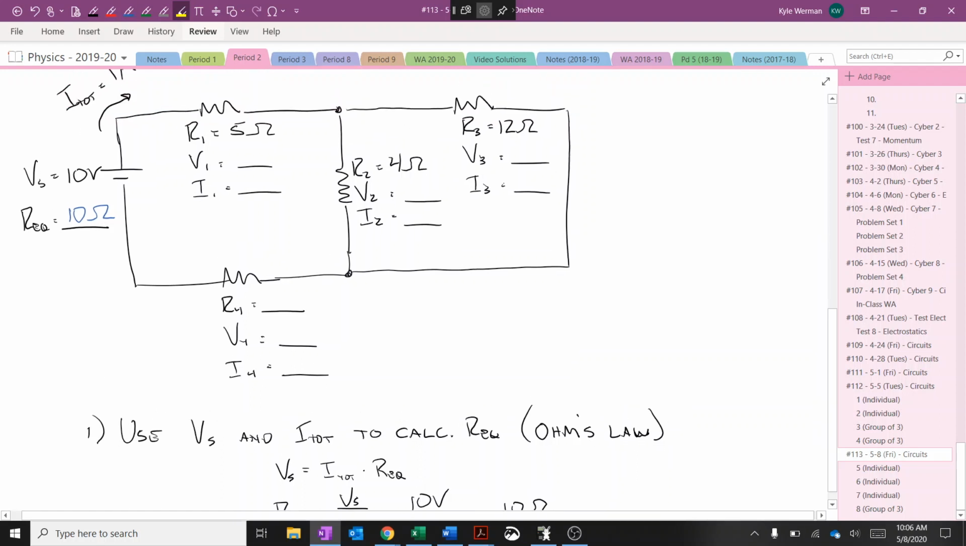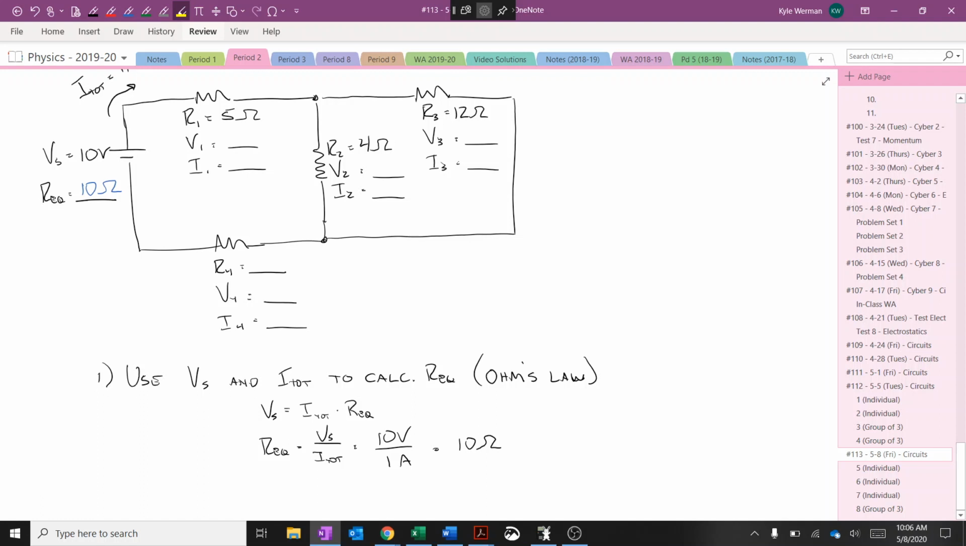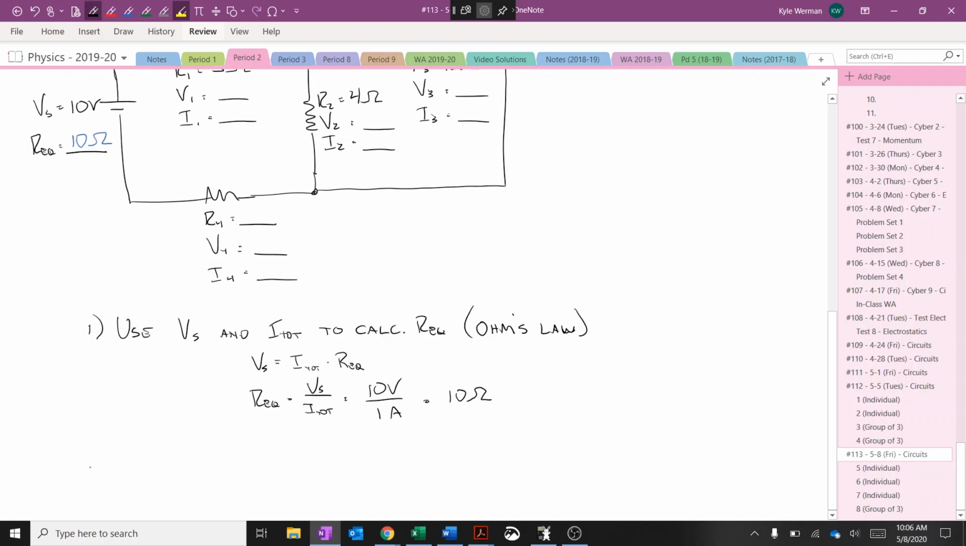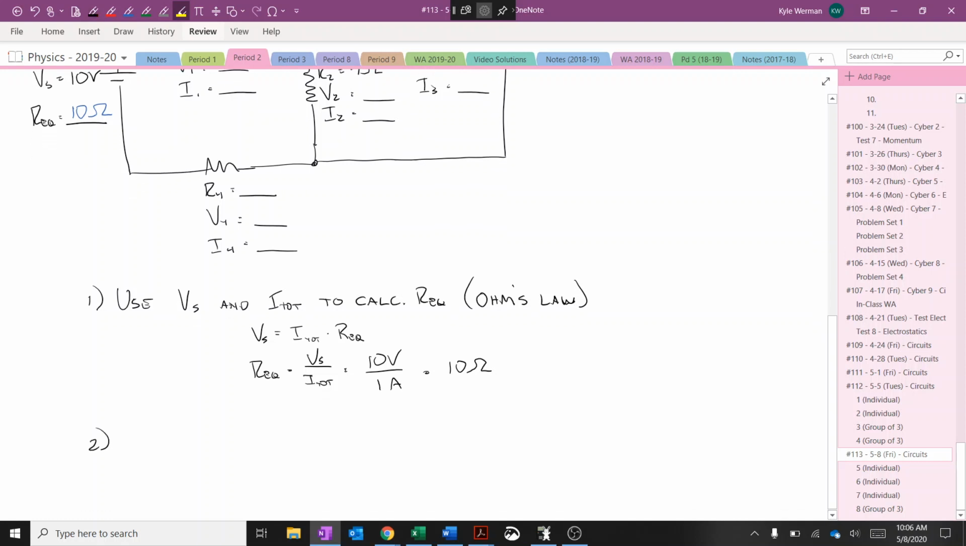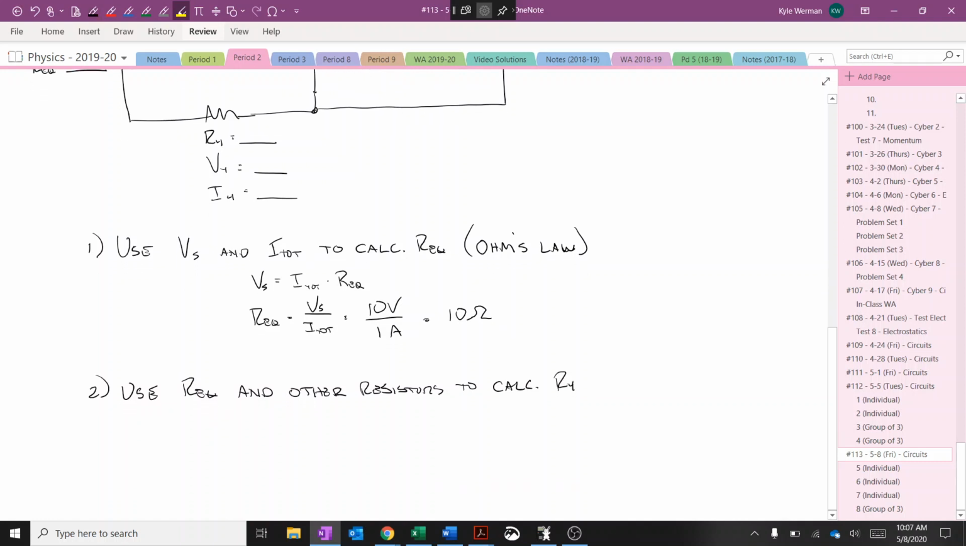Now with that, we have all of the other resistor values and with the equivalent resistance. So theoretically, we can take that and figure out what R4 must be. So my next step right now is to figure out what is R4. We're going to use Req and the other resistors to find R4. Now that we have that, we have everything but one missing resistor. All right, so we're going to use Req and the other resistors to calculate R4.